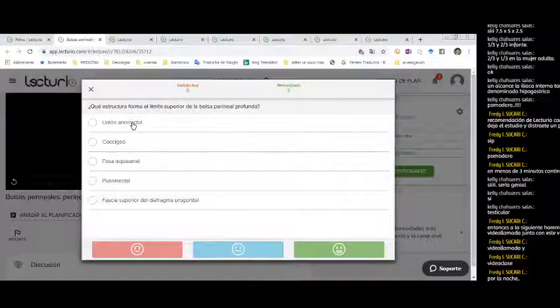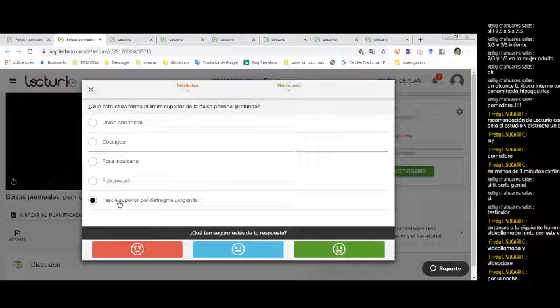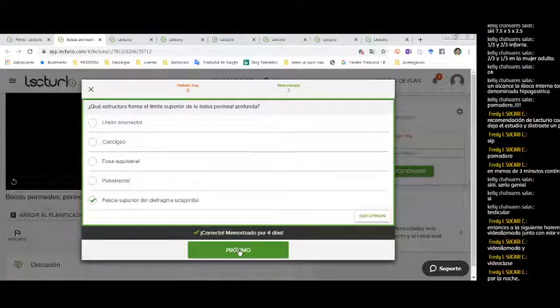A ver qué dice aquí. Bueno. Fascia superior del diafragma urogenital. ¿Ya? Ya está bien.